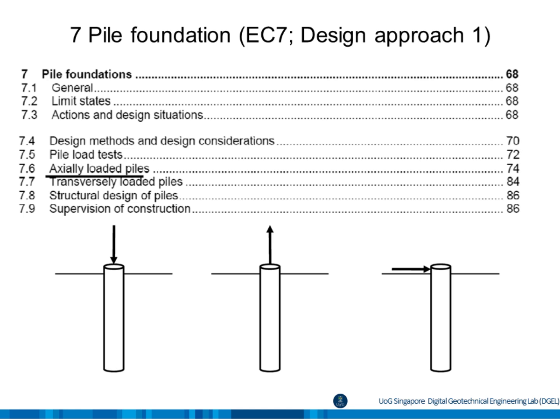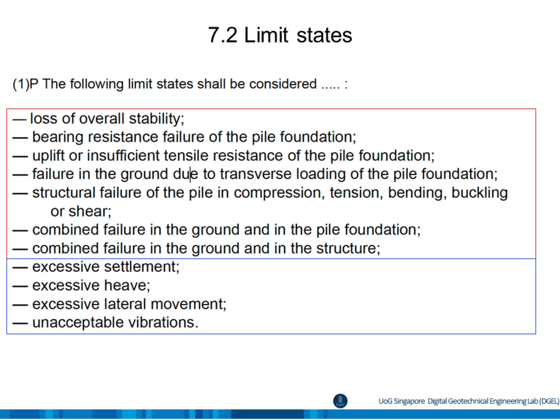and shaft resistance. When designing a pile foundation, several limit states need to be considered. Clause 7.2 lists 11 limit states. The first 7 are ultimate limit states, either geotechnical failure or structural failure. The remaining limit states are mainly related to serviceability, such as excessive settlement, heave, or lateral ground movement.